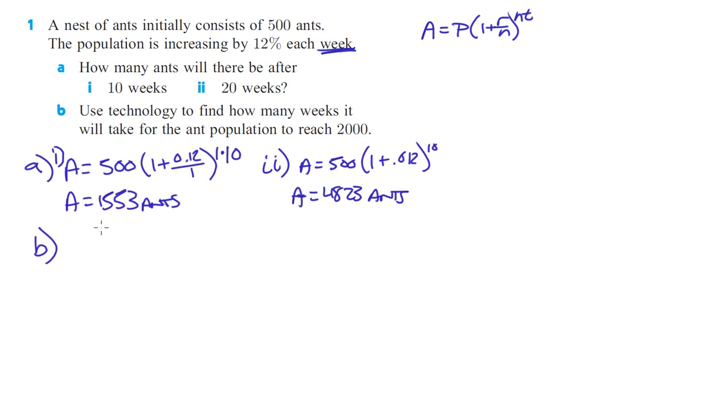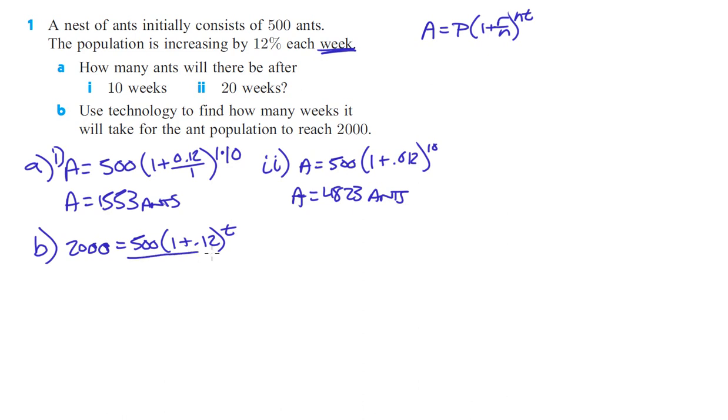So for that, we want our A is now going to be 2,000, right? Those are zeros. Close enough. And we want to know when it's going to equal 2,000. So we still start with our 500. We still have our 1 plus 0.12. And then now we're trying to figure out how long that's going to take.